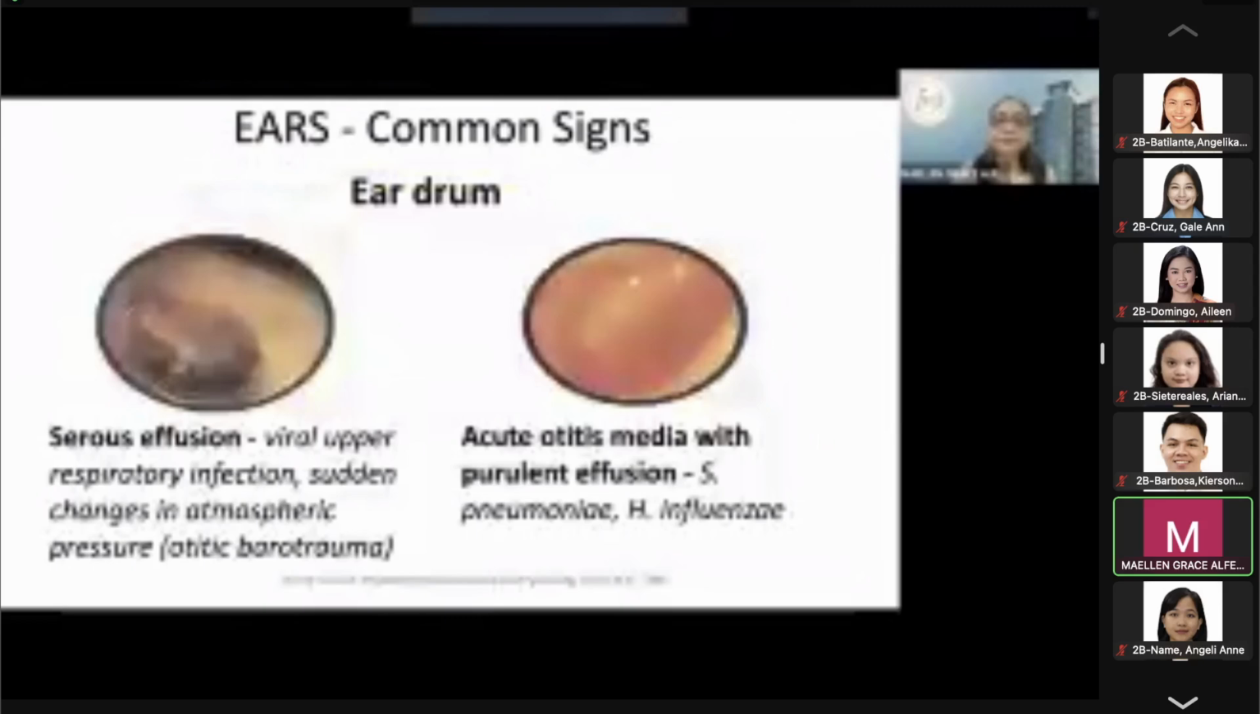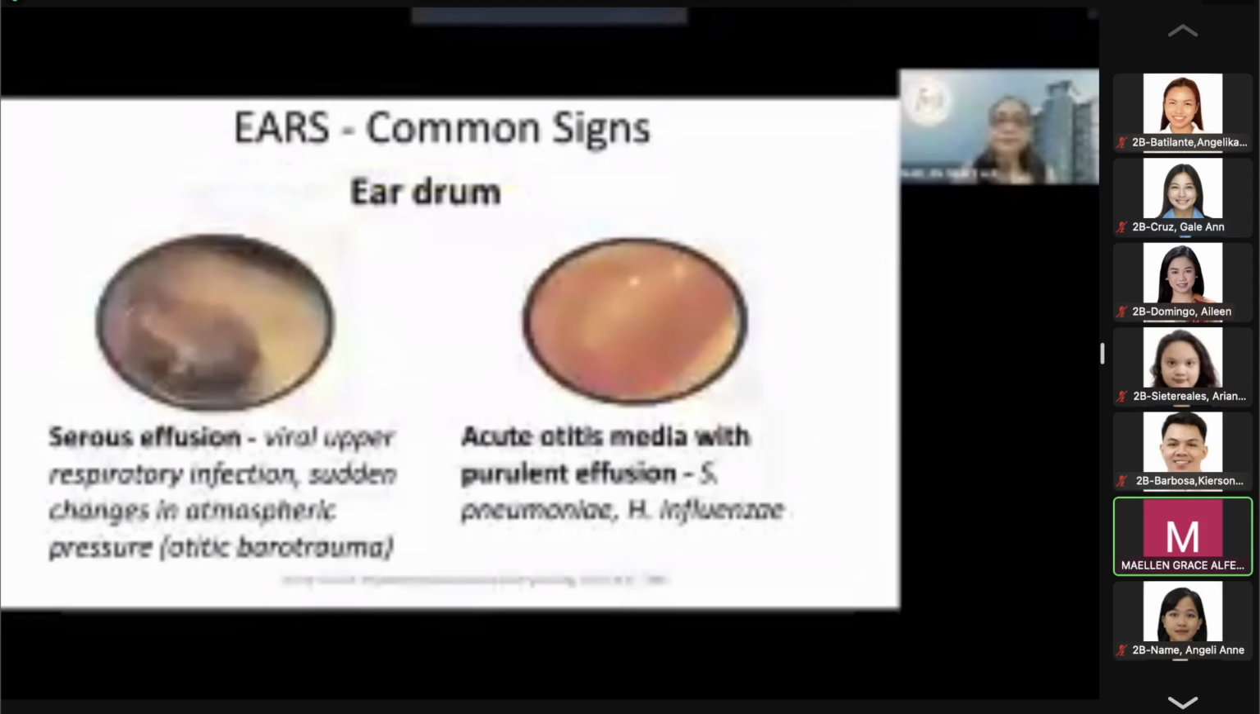Now, the next picture shows a very red eardrum, which is seen in acute otitis media. And you can see also, aside from the redness, a purulent or pus-like effusion. And this is usually due to a Streptococcus pneumoniae or Haemophilus influenzae infection.